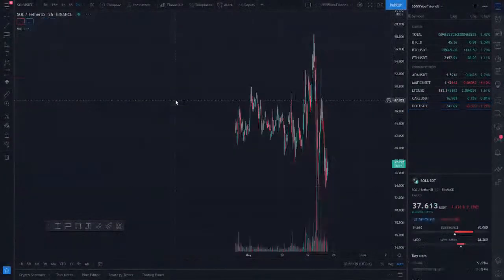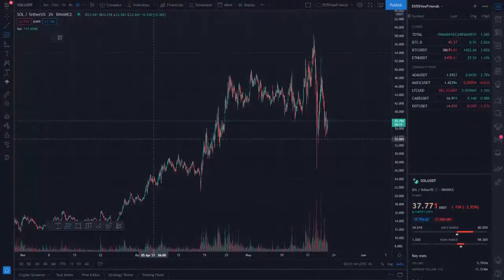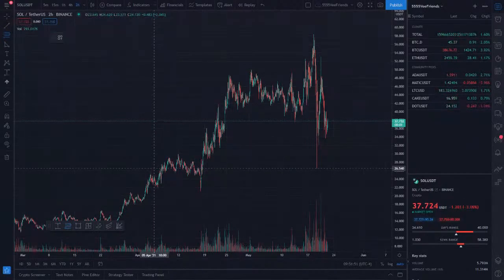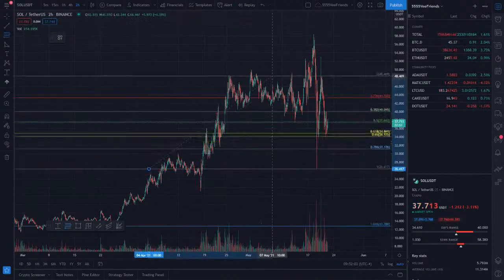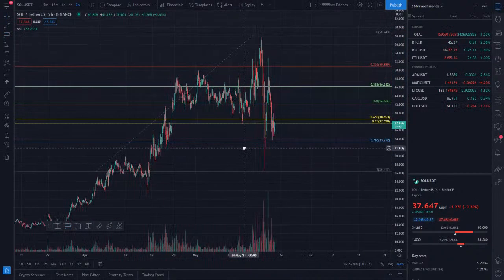And here's your old friend Solana. Looks pretty similar. Do we go all the way down? Yeah, let's do it. So this is April 5th. Let's do it. Might not be perfect. Doesn't really matter. It at least gives us levels.